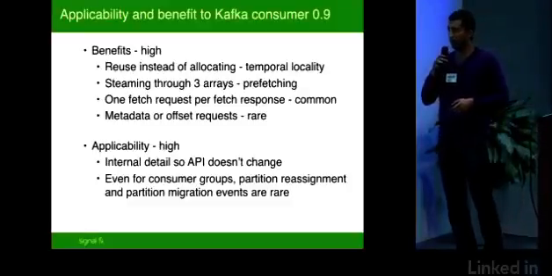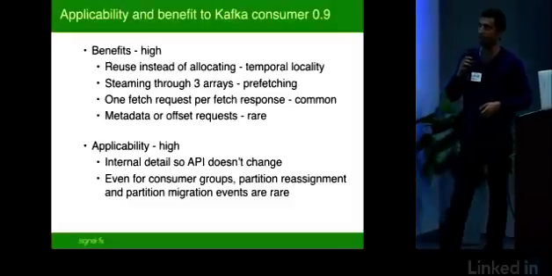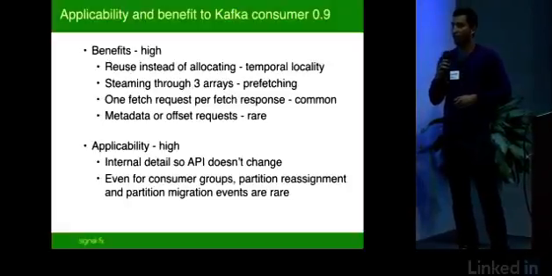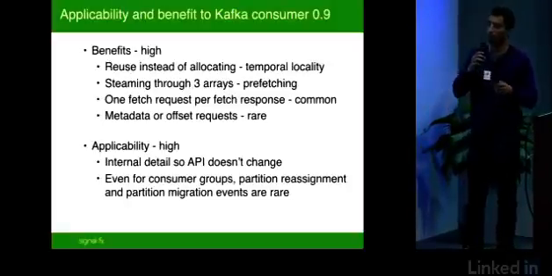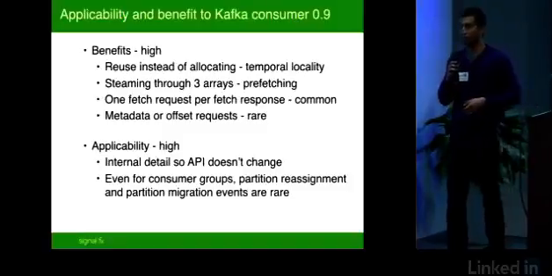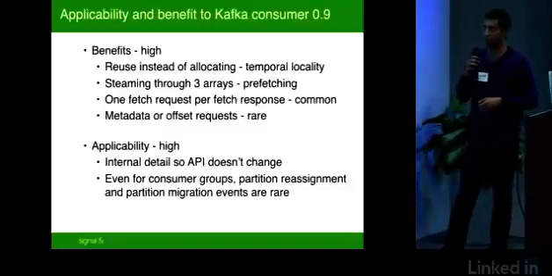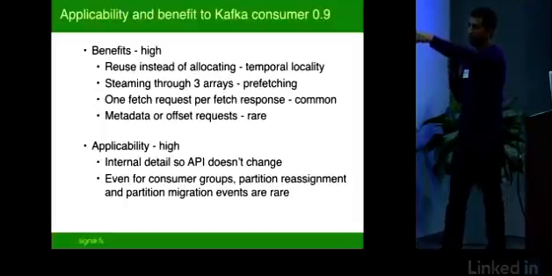Applicability, we think it's high because it's an internal detail, so we don't need to change the API. And even for consumer groups and all kinds of other clients, partition reassignment or partition migration to new brokers just don't happen that often. So we think it's a valid optimization to create this array whenever one of these events actually happens.